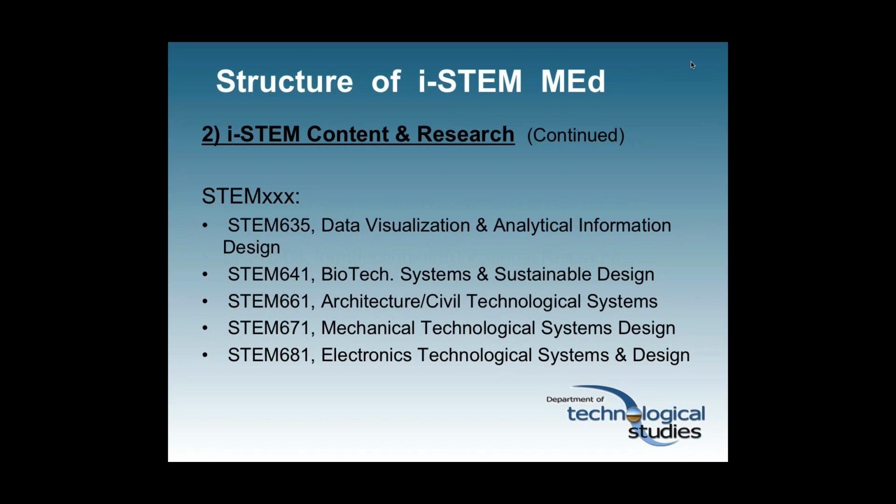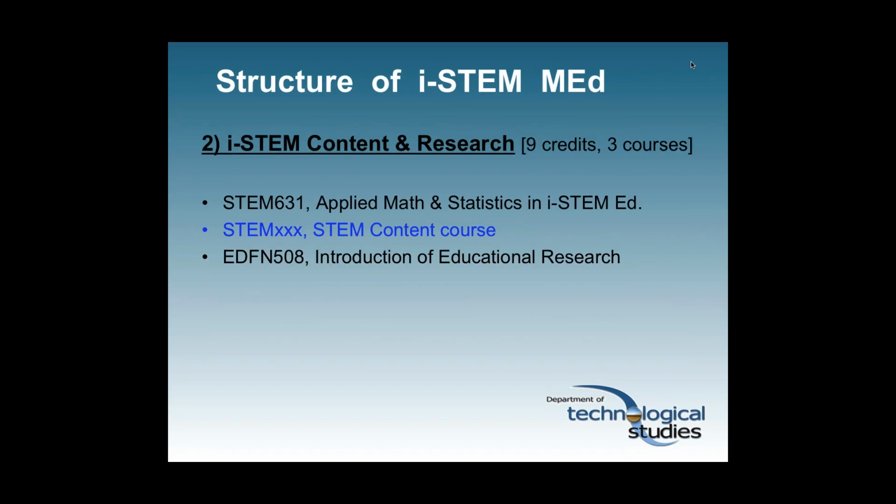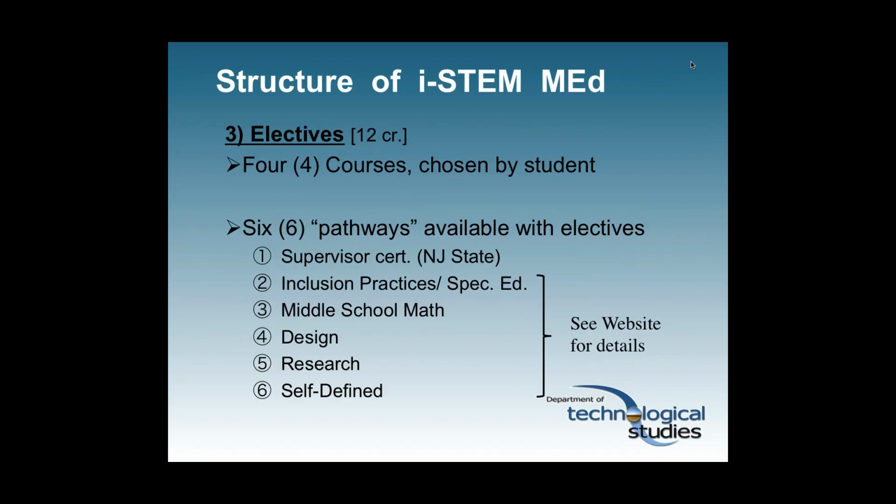The last section is electives. So this is 12 credits and 4 courses, and these are totally chosen by the student. Similar to our undergraduate programs, this is where the program actually gets a little bit complicated, but it's very purposeful in the sense that the complication that we bring in here allows for some pathways that are very, very valuable.